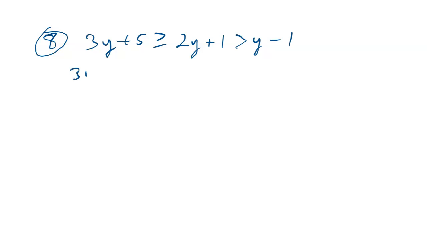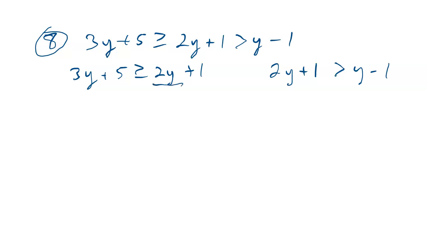So I got 3y plus 5 is greater than or equal to 2y plus 1. And I got 2y plus 1 is greater than y minus 1. And then just solve each one. I'm going to get the y's on the same side and the 5 on the other. So when I subtract both sides by 2y, I get y greater than or equal to. When I subtract the 5 from both sides, that should turn into -4. Over here, again, I'm going to bring the y over, so that turns into y. And then I'll bring the 1 over, and that turns into -2.